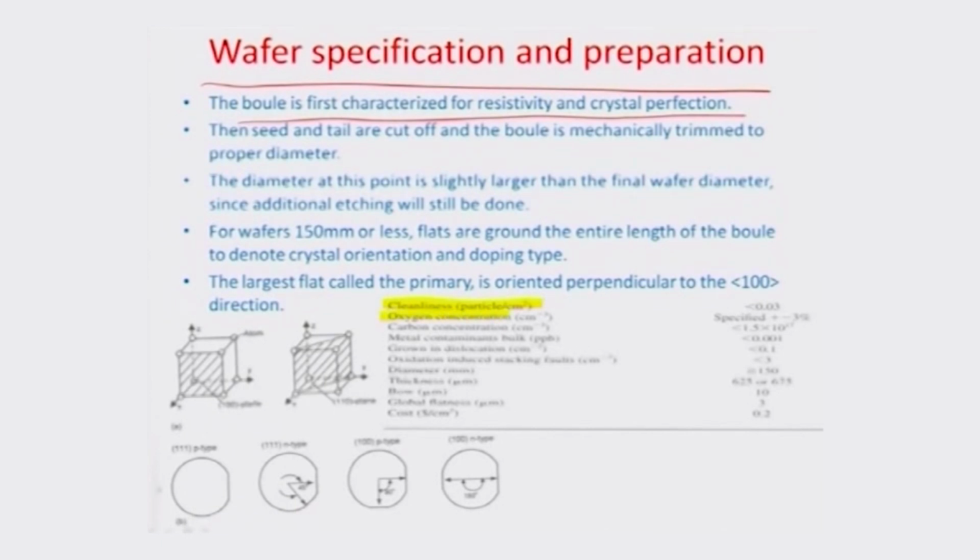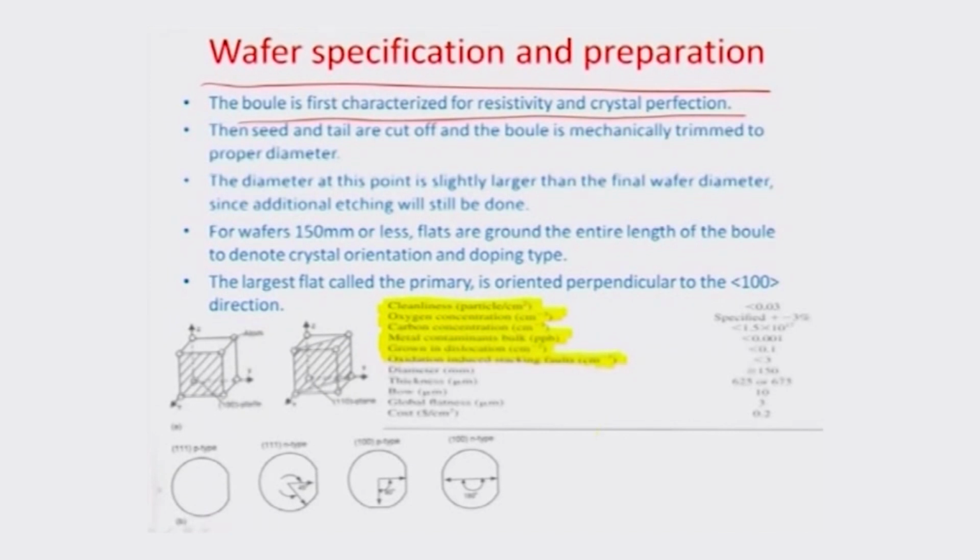You can have indication of oxygen concentration per centimeter cube, that means per unit volume, carbon concentration per unit volume, metal contaminants in terms of parts per billion within the crystal lattice, and then also you can have per unit area what are the grown-in dislocations. Sometimes these are very well measured using sophisticated non-contact mediated optical characterization tools like interferometry, etc. Then you can also have an idea of oxidation induced stacking faults, and that can be in the bulk of the wafer. So, that can be per unit volume.